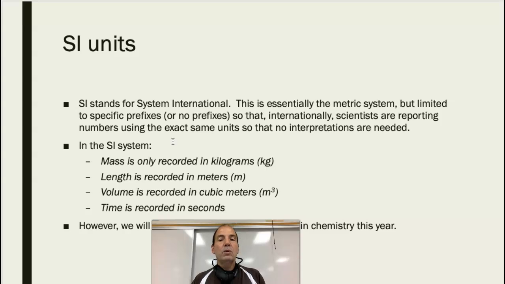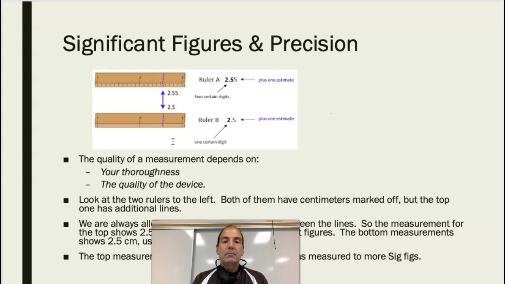So mass is always recorded in kilograms, length is always recorded in meters, volume is always recorded in cubic meters. They figured if we're using meters for length, we might as well use cubic meters for volume. Time is seconds, etc. So there's a subset of metrics that are very specific SI units. Now I'm mentioning that because I'm required to. We're not going to worry as much about that in this course. This is just one of those got-to-mention type of things, now we move on.